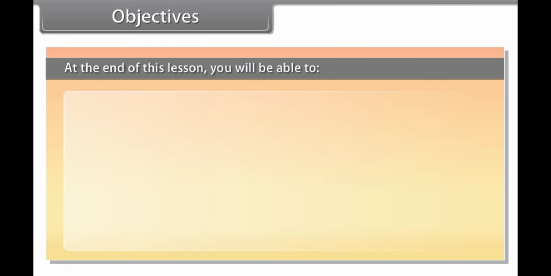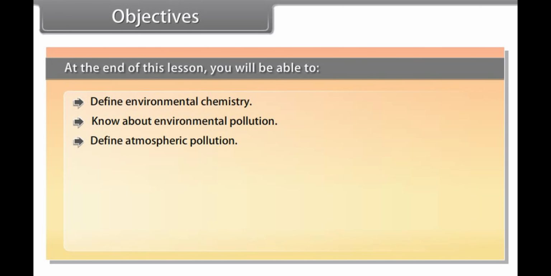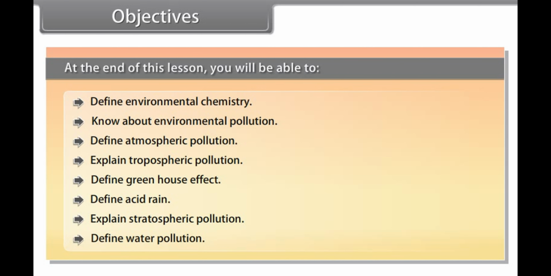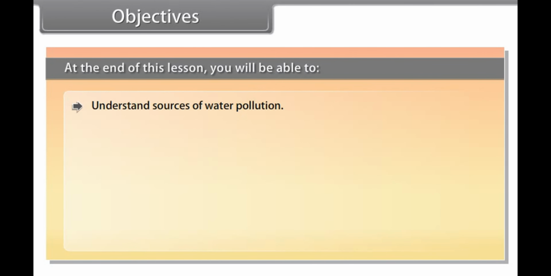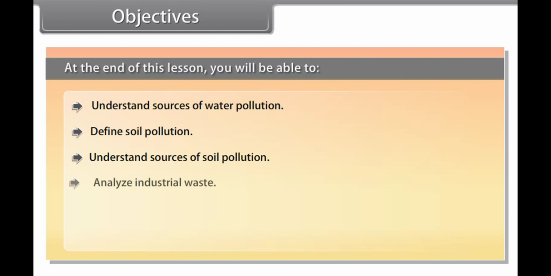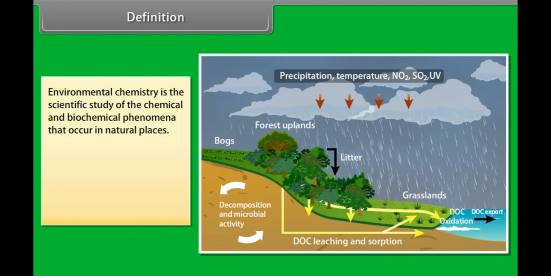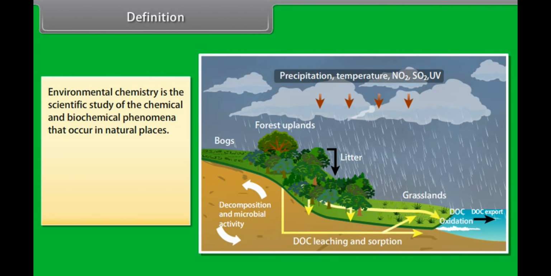At the end of this lesson, you will be able to define environmental chemistry, know about environmental pollution, define atmospheric pollution, explain tropospheric pollution, define greenhouse effect, define acid rain, explain stratospheric pollution, define water pollution, understand sources of water pollution, define soil pollution, understand sources of soil pollution, analyze industrial waste, know about strategies to control environmental pollution, define green chemistry.